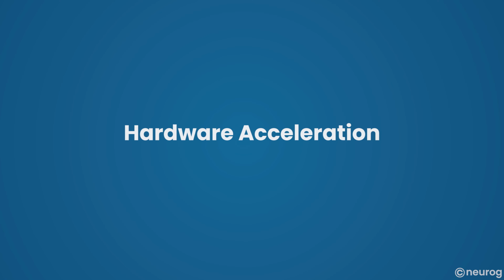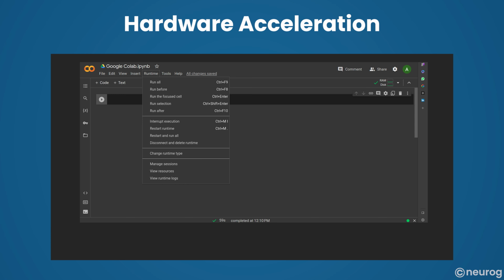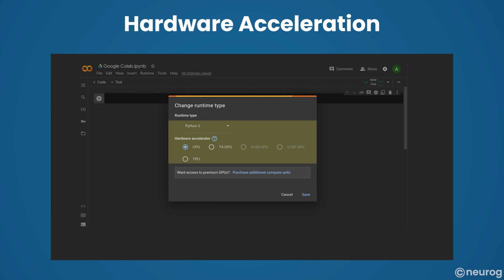One of the major advantages of Google Colab is access to powerful GPUs and TPUs for accelerated computing. You can change the hardware accelerator in Colab by going to Runtime, change runtime type, and selecting the desired GPU or TPU.